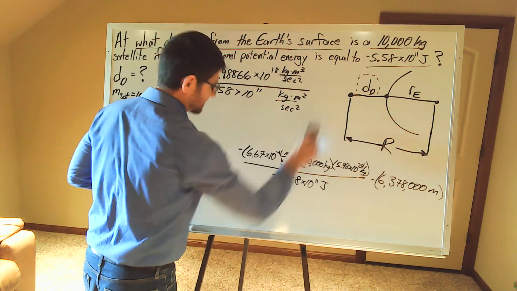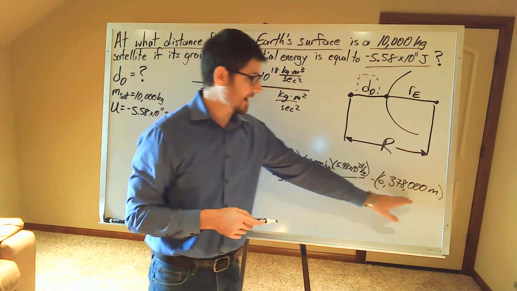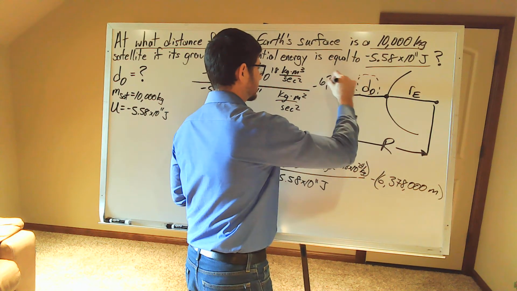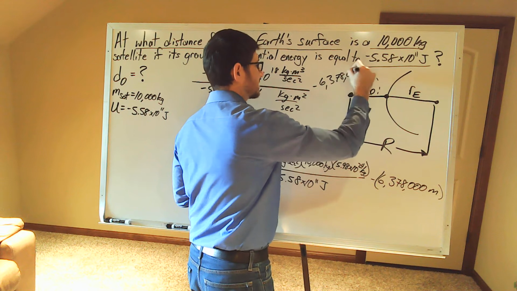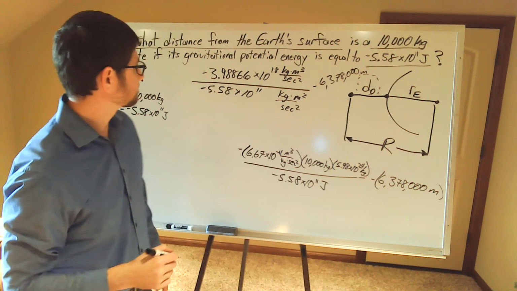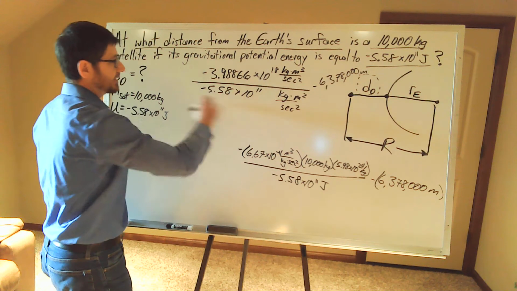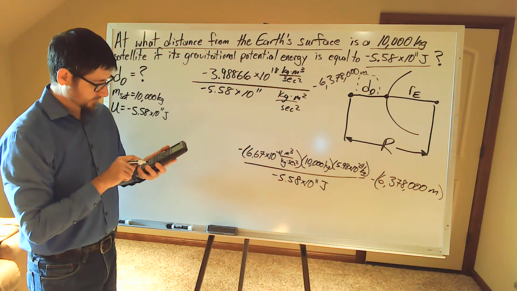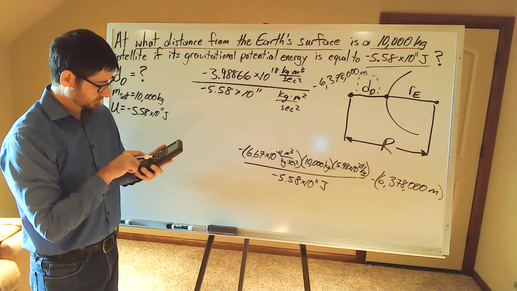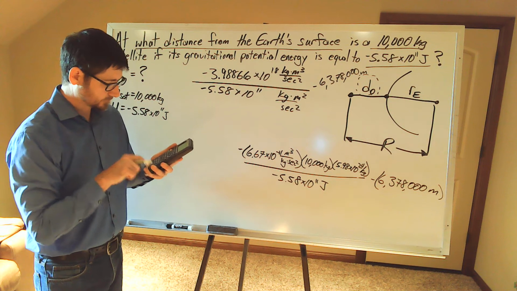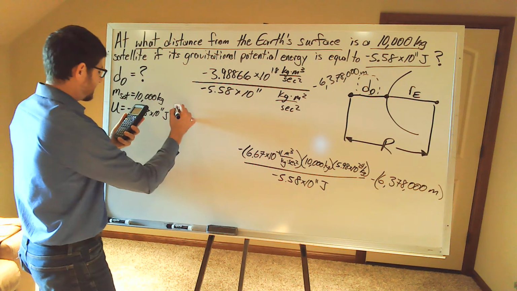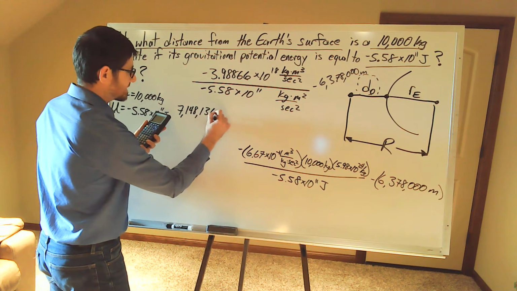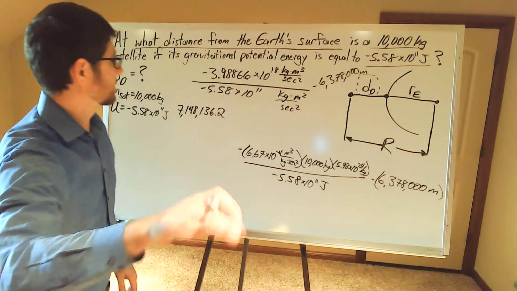And let's not forget that we are going to subtract the radius of the Earth here. So minus 6,378,000 meters. Okay? What I want to do is divide here. Let's talk about the numerical value first. And so I get 7,148,136.2. Now let's take a look at our units.